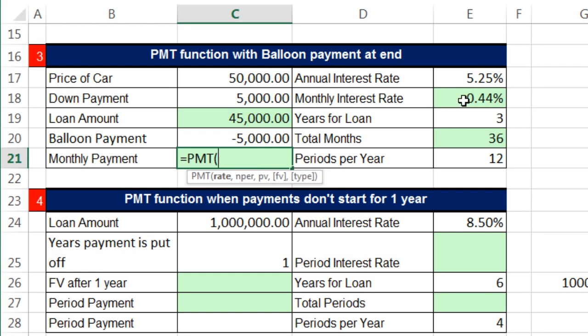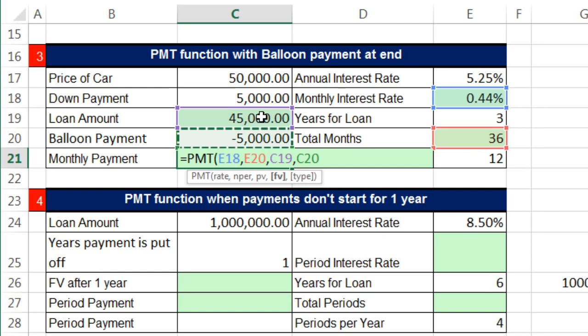The rate, 0.44%, comma, the number of periods, 36. The present value, this is from our point of view, the borrower, so it's positive, comma, the future value. Now, at the very end of the loan, from your point of view, do you have to pay $5,000 to the bank? Yes, you do. So that's why it's negative.